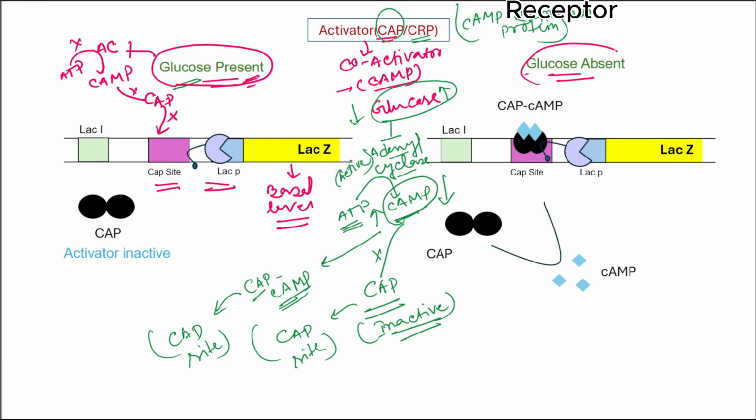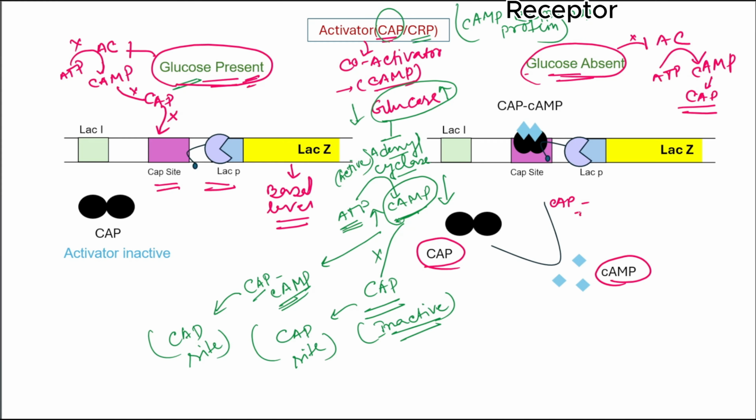If the glucose is absent, then glucose cannot inactivate the adenyl cyclase. Then adenyl cyclase can convert ATP to cAMP. Then this cAMP can bind with the CAP. Then this CAP-cAMP complex, this is the CAP and this is the cAMP. This CAP and cAMP complex binds in the CAP site, upstream of the lac promoter, that is called the CAP site. So this CAP-cAMP complex acts like a super activator. So this CAP-cAMP complex helps RNA polymerase bind strongly in the promoter site.